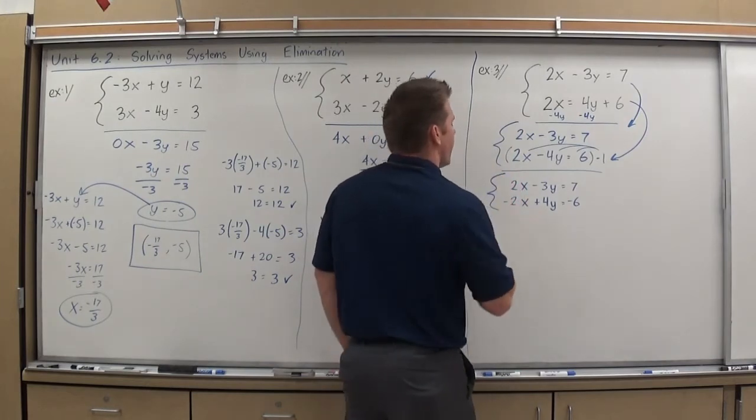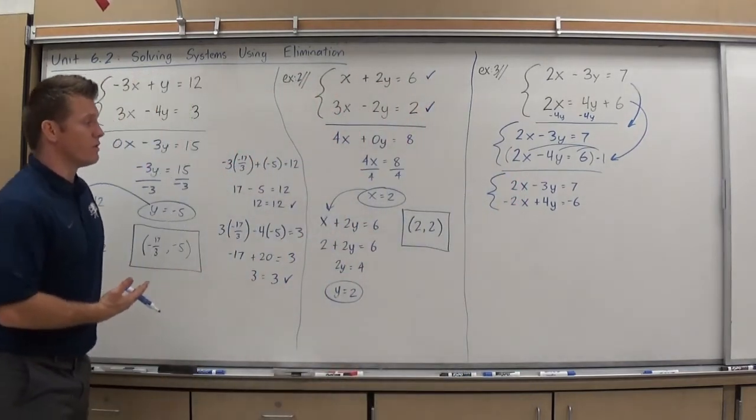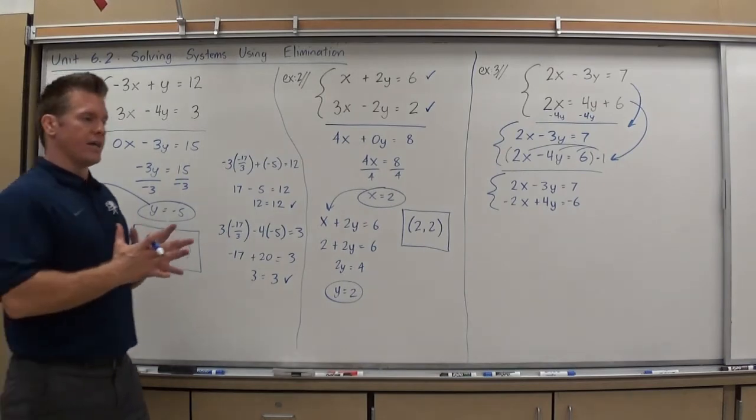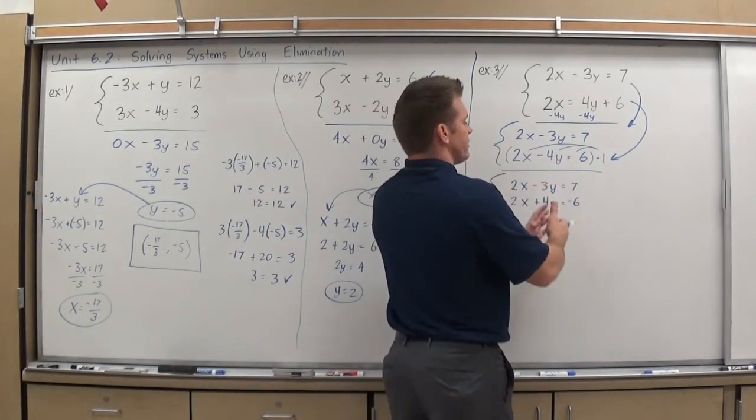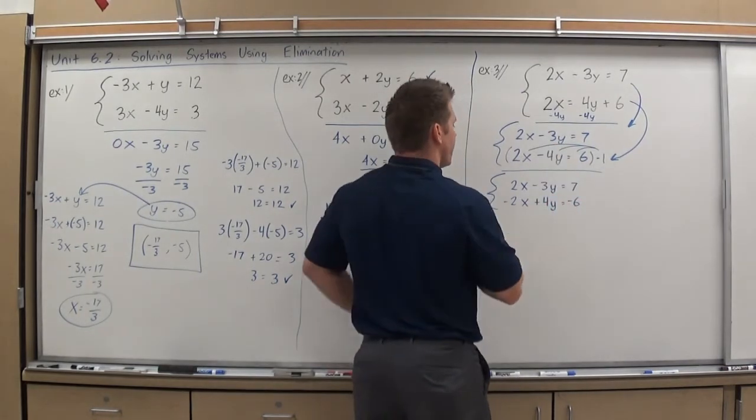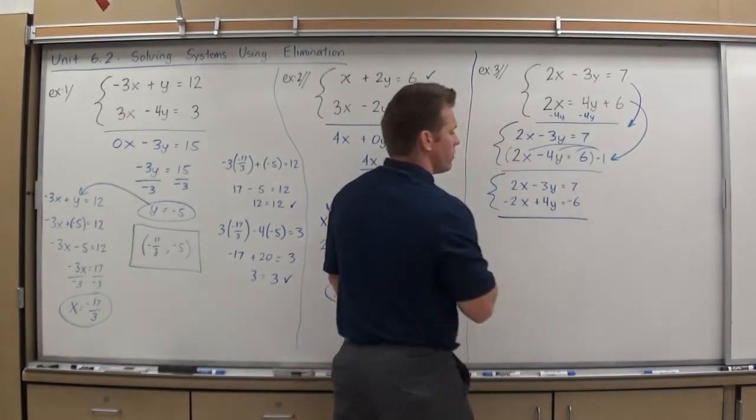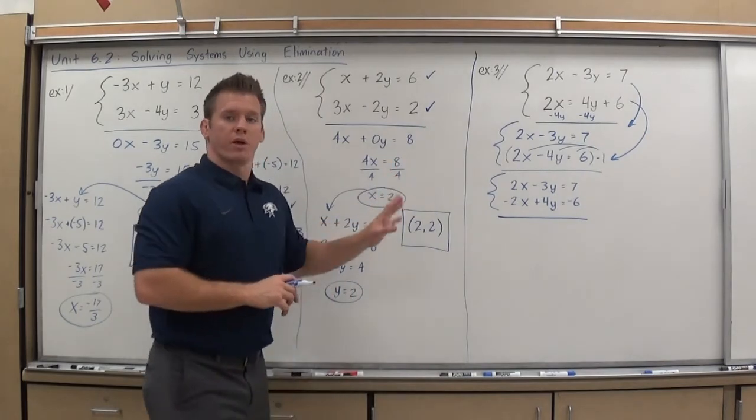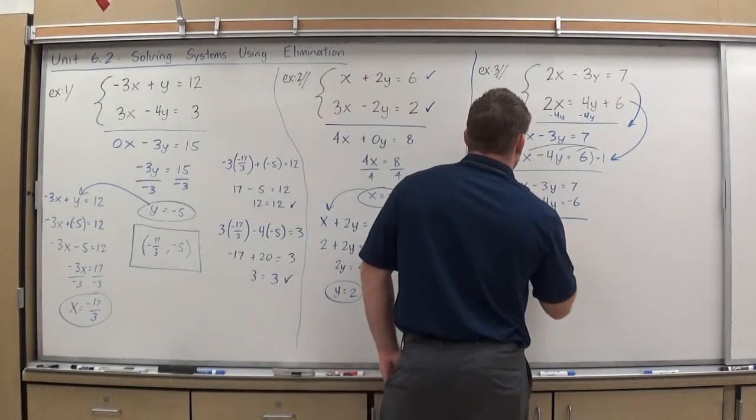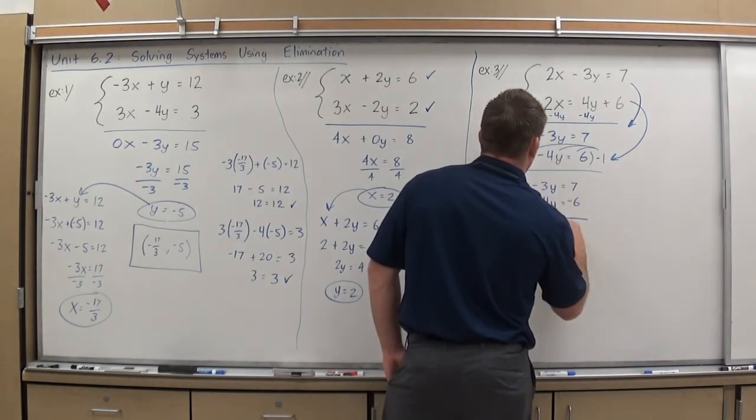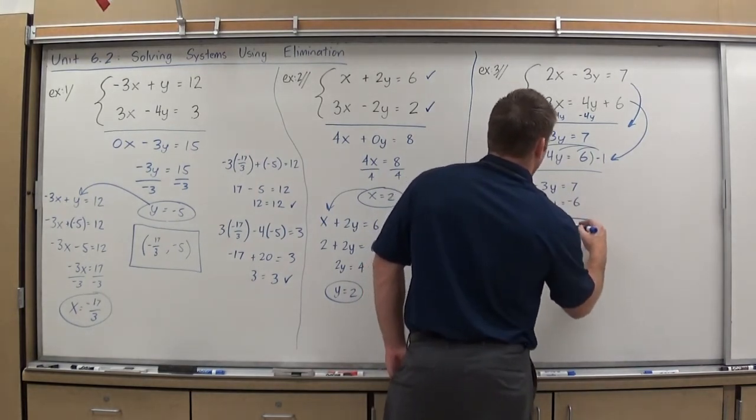And now I've yet again changed the system for a third time, but I have everything in a nice, neat fashion. All the columns lined up: x's together, y's together, equal signs together, constants together, and if I add them, something will eliminate. So there can be a good amount of work here just to set up what you want for the problem. 2x minus 2x is 0x, negative 3y plus 4y is 1y, 7 minus 6 is 1.